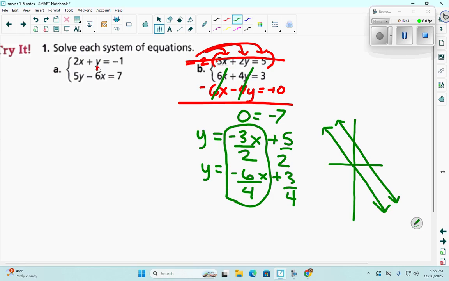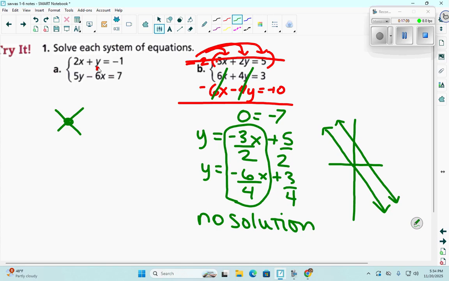So the answer to this is no solution, because they don't cross. This one here where we did it, there actually was an intersection point, so we can get a solution. That one it doesn't, so it's no solution. Okay, moving on to the next one.